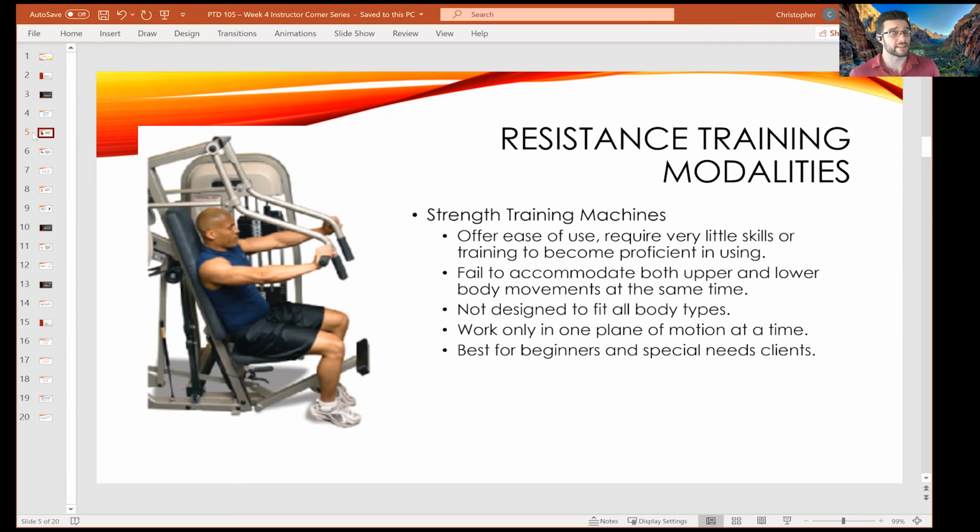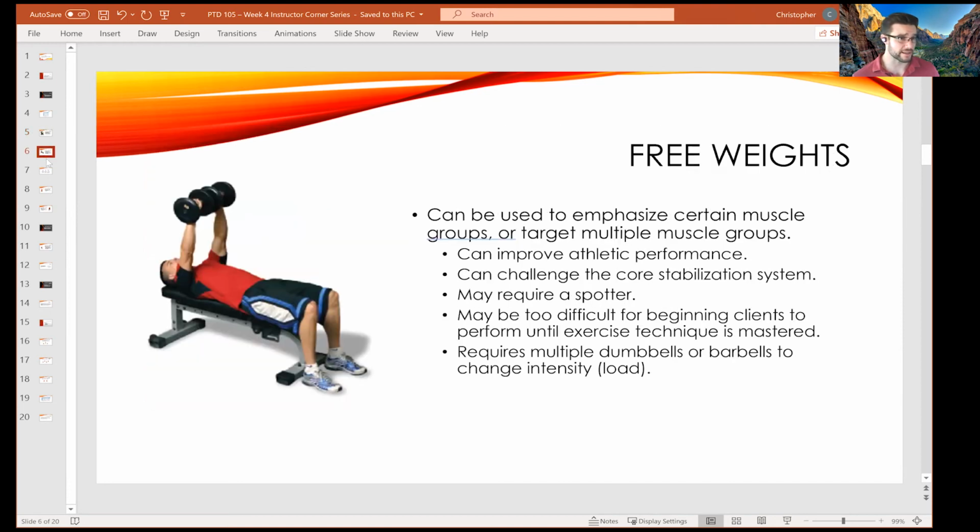But just know that the one caveat to using resistance training machines is that we lose that need to stabilize. We lose that need to make sure that more muscle groups work together in order to perform the movement. So we're going to miss out on those multi-planar movements and the focus on hitting the body from multiple directions in one exercise. So when we look at strength training machines, although you can use them at any intensity level or at any experience level, they are best for beginners and special needs clients.